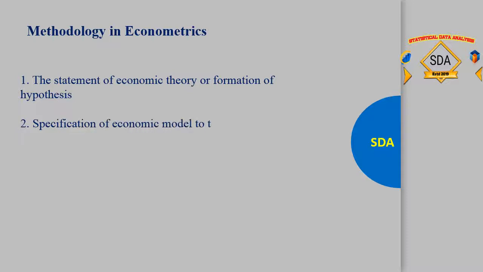The second step is specification of the economic model to test the theory or hypothesis. This is the model specification. The model is an algebraic representation of a real-world process. At the stage of model specification, we decide on the precise form of the functional relationship between consumption and income in the model of Keynesian consumption theory.